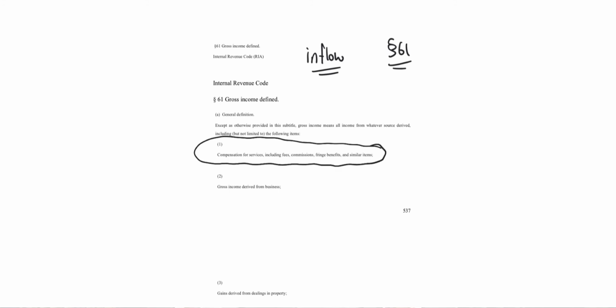So wages, which is what our fact pattern says, and if you want to stop and go back to the fact pattern, wages for services, including fees, commissions, fringe benefits, and similar items. So wages is part of that. Compensation for services, that's wages. That is what that is by nature. Okay? So we have section 61 gross income. So right now our answer is section 61 gross income.